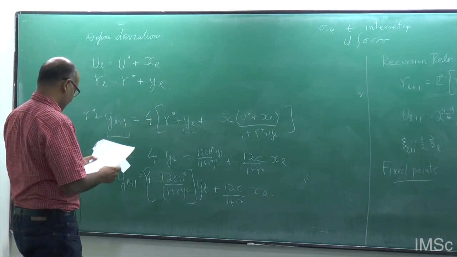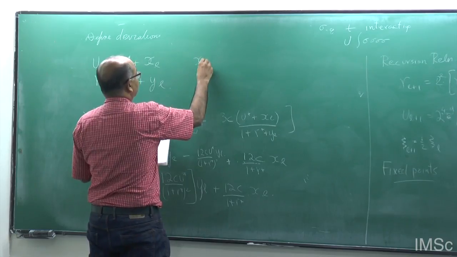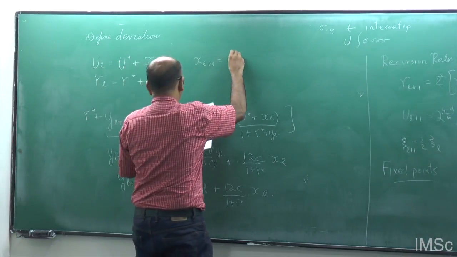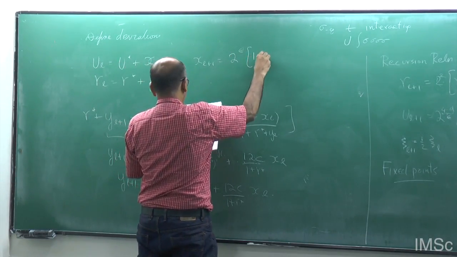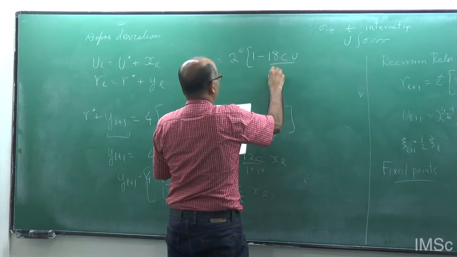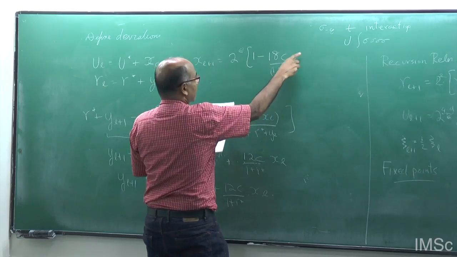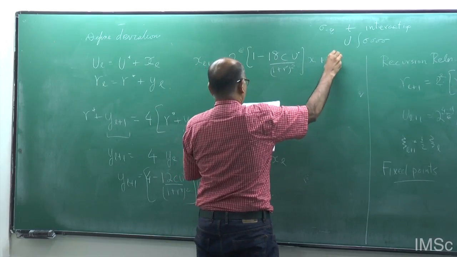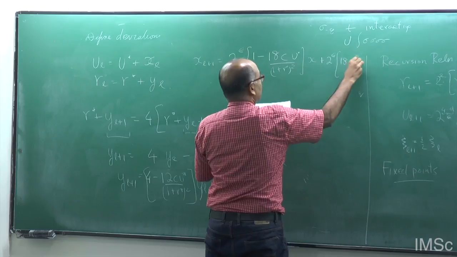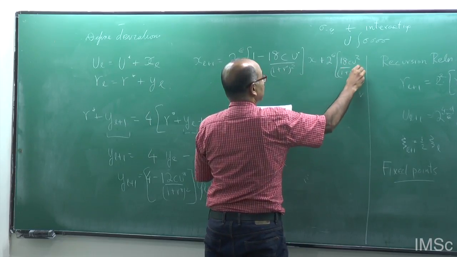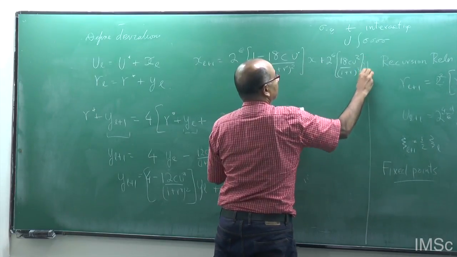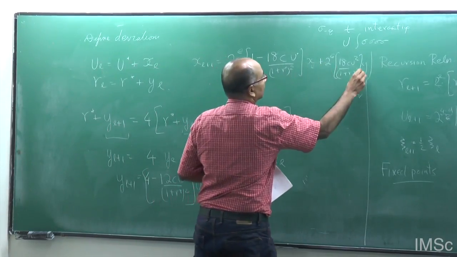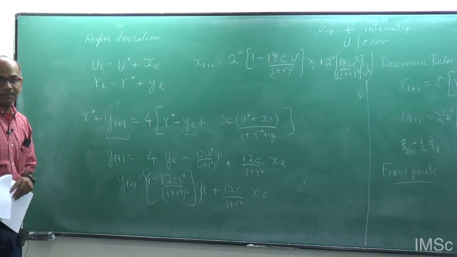So I'll just write out what X_{l+1} is. X defines U. So it's 2 to the power of epsilon times 1 minus 18CU by 1 plus R squared, where this is understood to be star, times X, plus 2 to the power of epsilon times 18CU squared by 1 plus R cubed times Y. So that's a recursion relation for X_l, Y_l. So that's what you get.